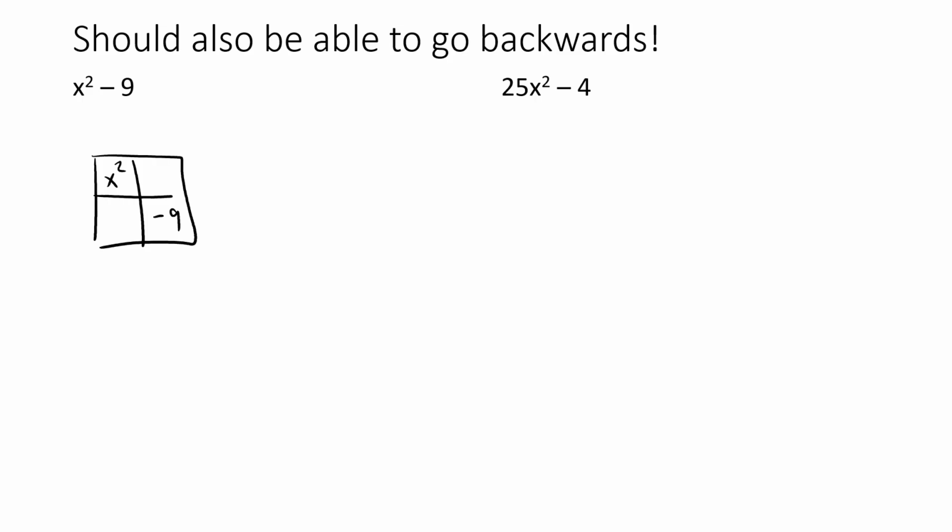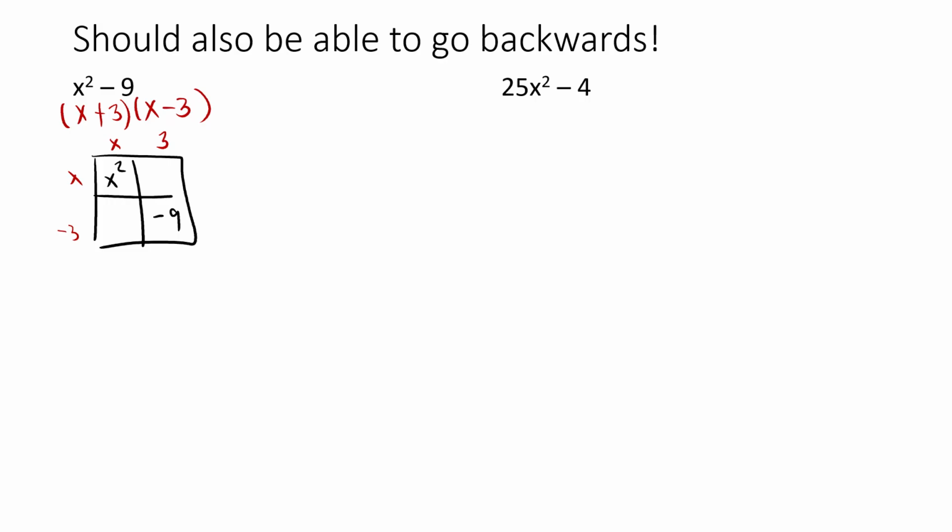So what would have given me x squared here? Oh, that maybe would have come from x times x. And then the -9 could have come from a 3 and a -3. So this would be x plus 3 and x minus 3. And you didn't really need the middle part, like the middle part we need to cancel out. You could kind of reason your way backwards there.